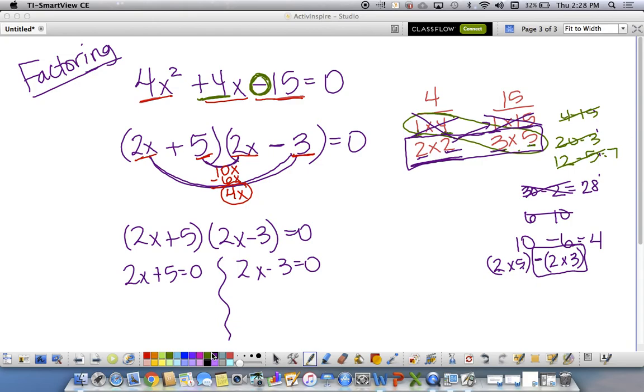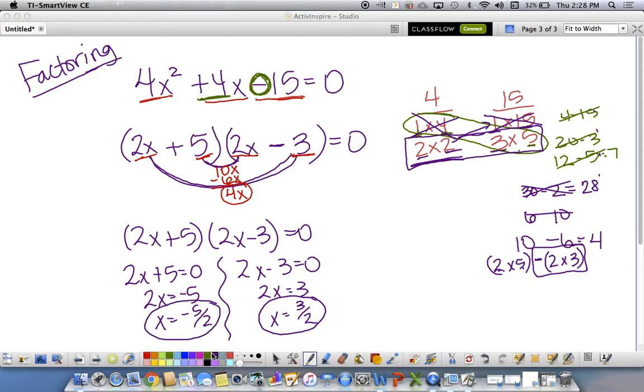2x plus 5 equals 0. You're going to subtract 5 and then divide by 2. I think you probably can do that pretty quick. Divide by 2, x equals negative 5 halves. Then we're going to add 3. 2x equals 3. Divide by 2, x equals 3 halves. So we have our 2 answers.